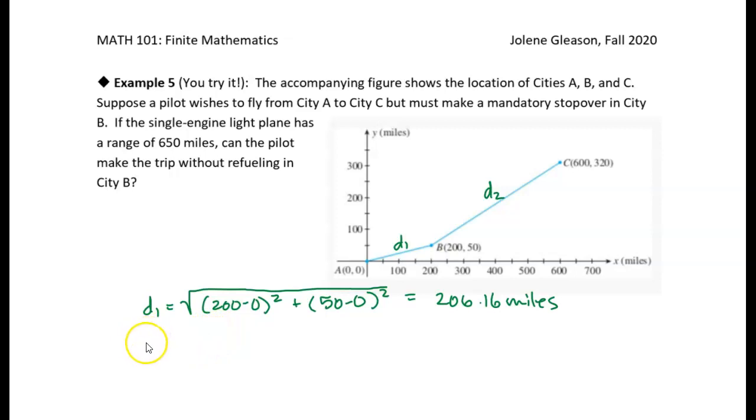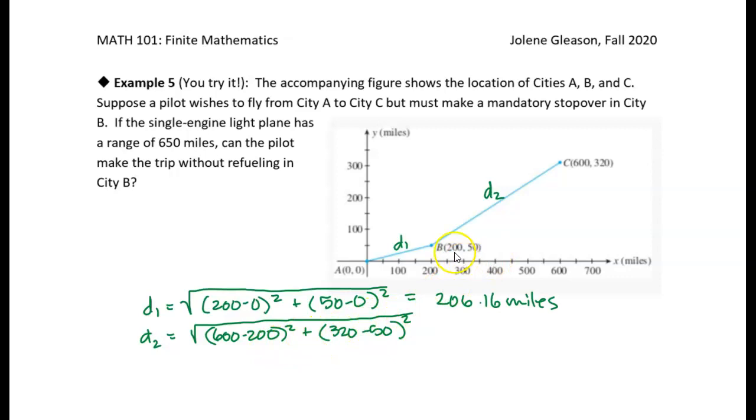Now he has to fly from B to C, so I'm going to call that D2. Again, I'm going to use the distance formula since they've given us coordinates. I need to take the difference in the x coordinates, so 600 minus 200 and then square it. Then I'm going to take the difference in the y coordinates, so 320 minus 50 and then square it.